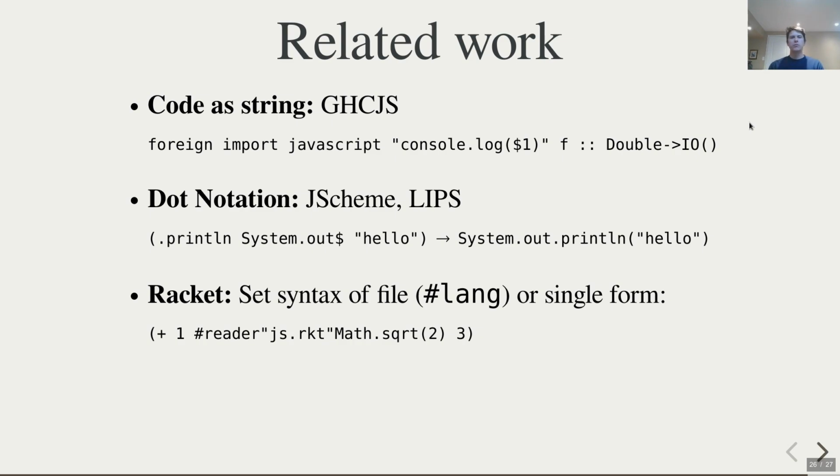Now, for the related work, there are mostly 3 different ways to go about that. We've called one code as string, and so in GHCJS, which is in Haskell, you pass around strings of JavaScript. And so the JavaScript part is relatively easy to see, but we can see that we have somewhat a DSL, because you have to pass around particular names for arguments.